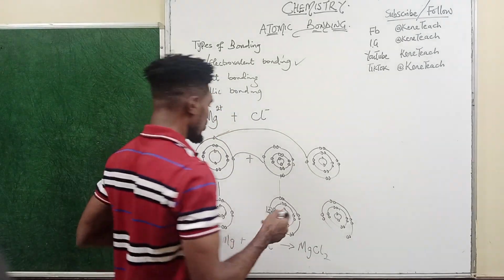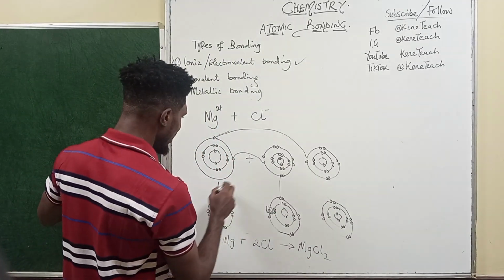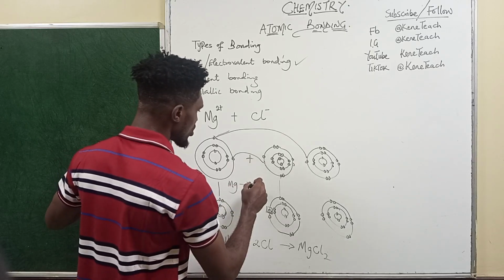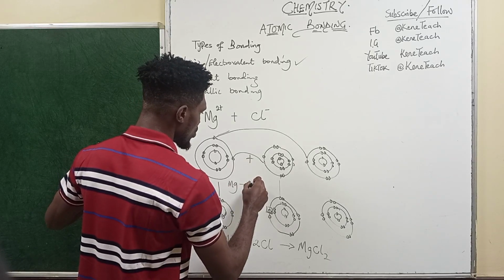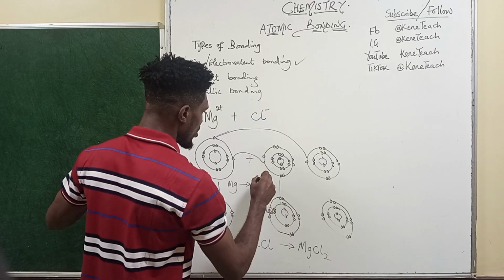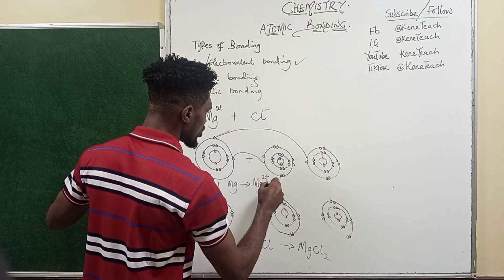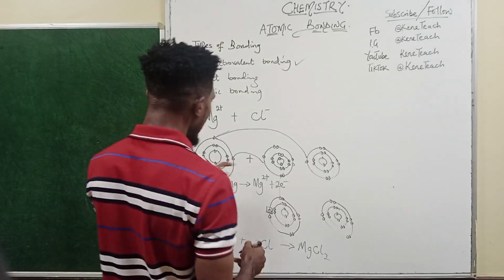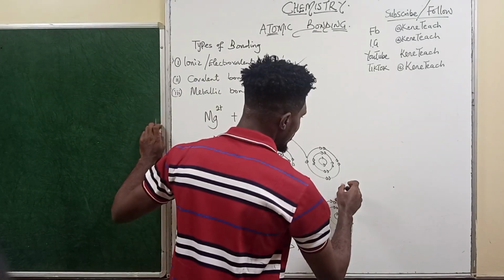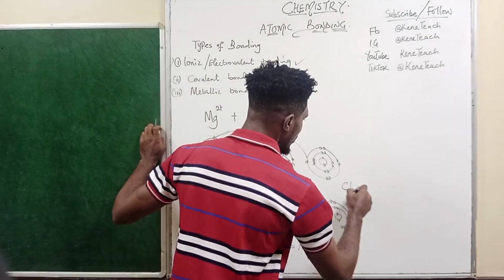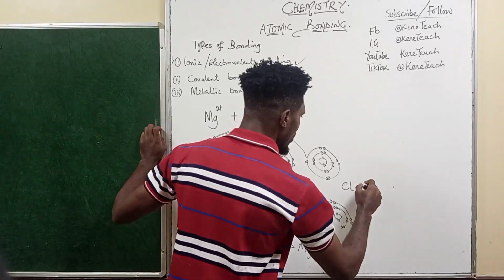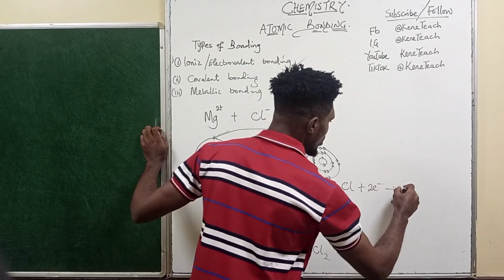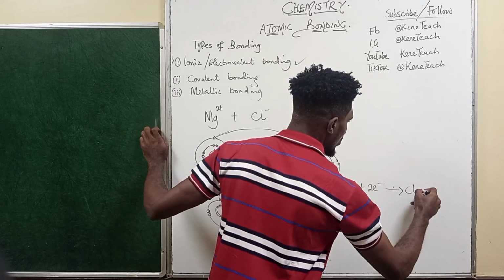Okay? So if I write again, you can see magnesium lost what? It lost 2 electrons, right? While chlorine gained what? Chlorine gained 2 electrons, 2e minus, to form what? Chlorine.